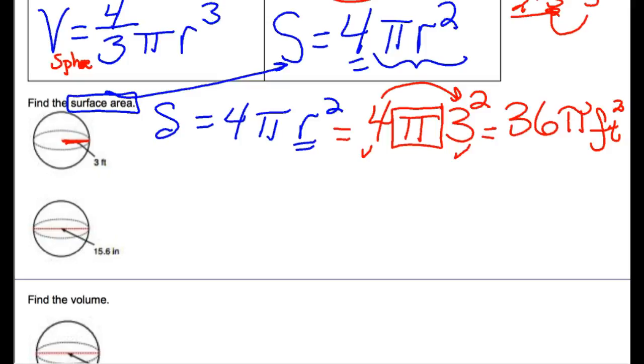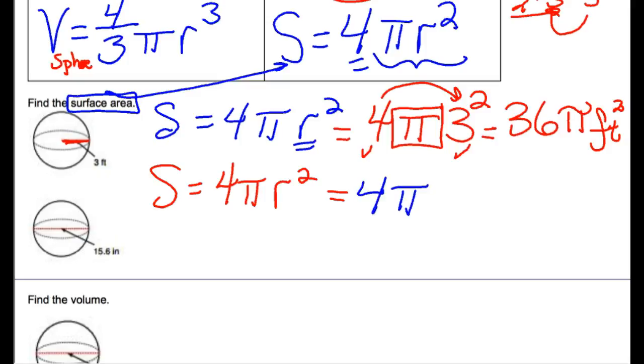And let's, again, write our surface area formula down. It's 4 times pi times the radius squared, which equals 4 times pi times. Let's go over here and grab our radius. They gave me the diameter, so I'm just going to take that 15.6. I'm going to cut it in half. I'm going to realize that that's 7.8. So my radius on this one would be 7.8 inches. I'm going to go plug that in. I'm going to square it. And then I'm going to go to my calculator.